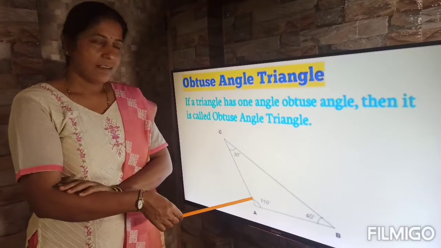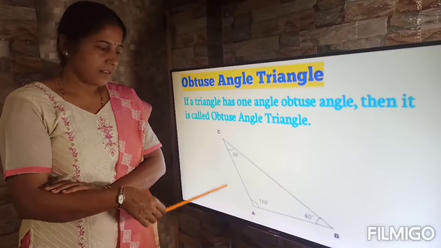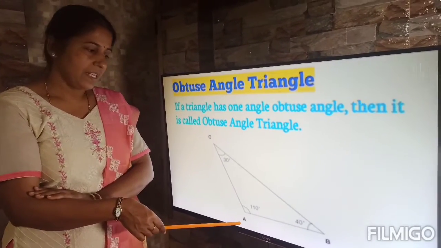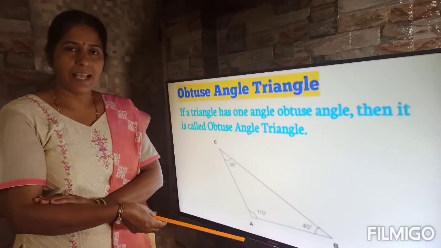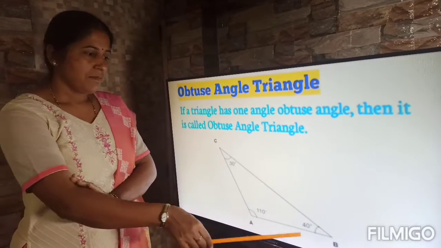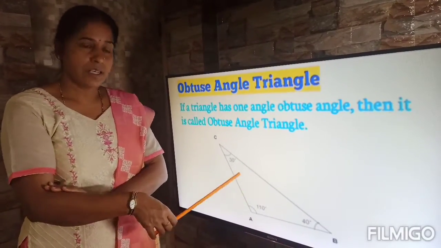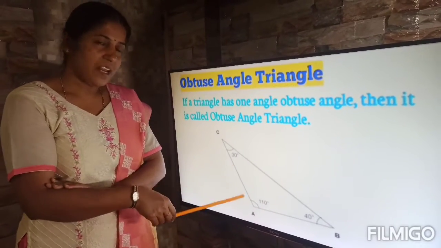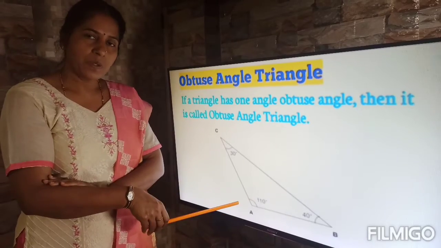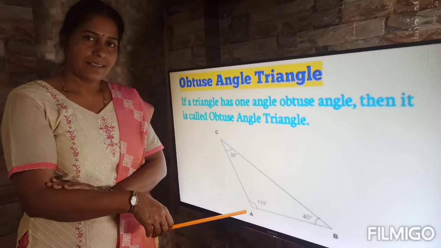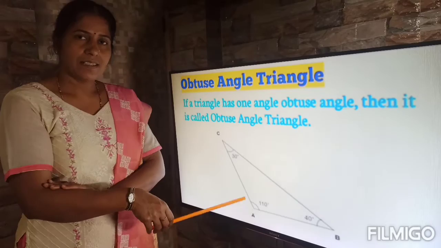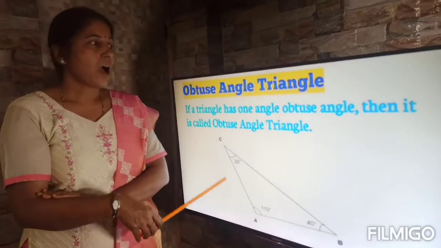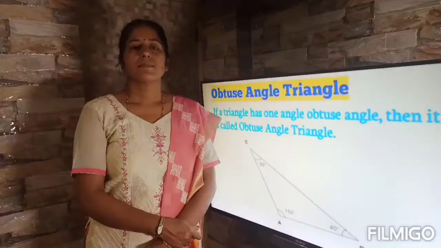110 degrees, as you already studied about angles, is more than 90 and less than 180, so it is an obtuse angle. B and C are two acute angles, less than 90 degrees. In a triangle, if any one angle is more than 90 and less than 180, that is an obtuse angle, then that triangle is called an obtuse angle triangle.